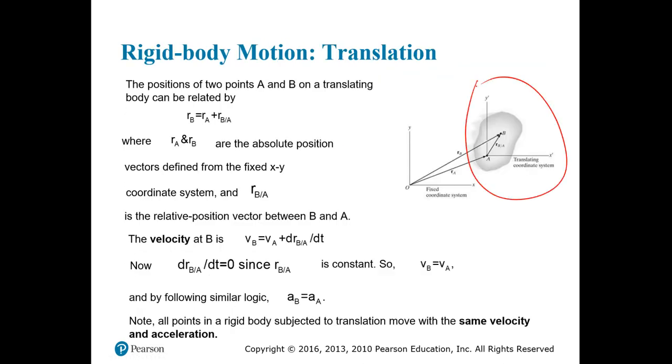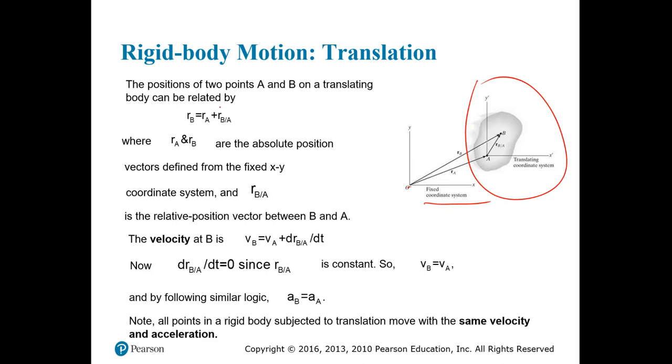Let's just remember a little bit what we have learned before. We have a translating body, and you have points A and B. In order for you to study how they relate to one another, you have to have a fixed coordinate system, as you can see here, so you can establish the position vector from this origin all the way to each one of these positions. And if you have that in place, you can easily build up an equation in order to find the relative position from B to A, right?